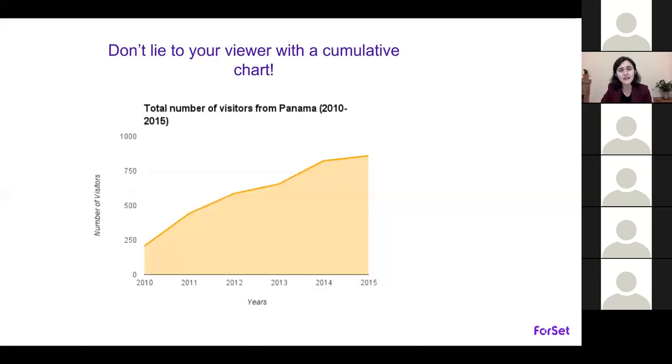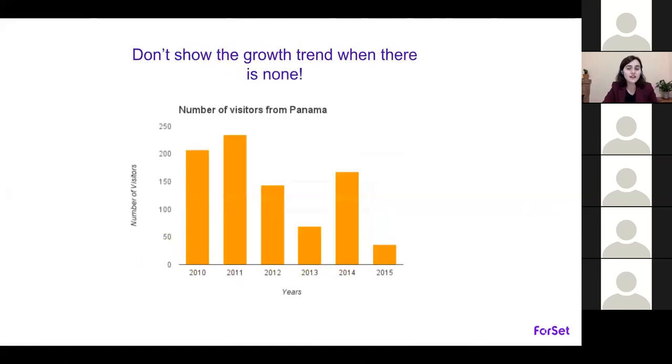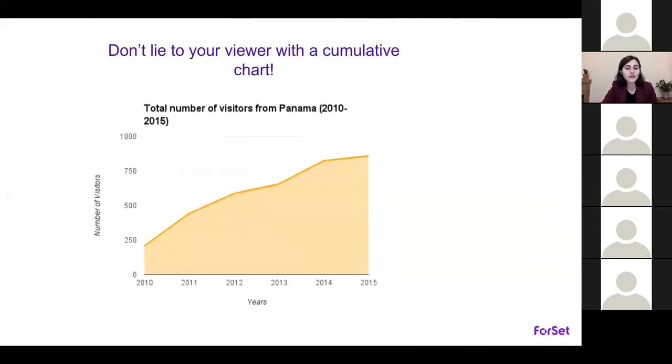This is another example, where I am showing you the chart of the total number of visitors from Panama to Georgia in 2010 and 2015, and we are like, wow, this has been increasing. We must have been doing something right about attracting visitors from Panama. However, the second chart makes us doubt our statement, because here we see the number of visitors from Panama in each year, and it doesn't have the increasing trend, but here it's increasing.